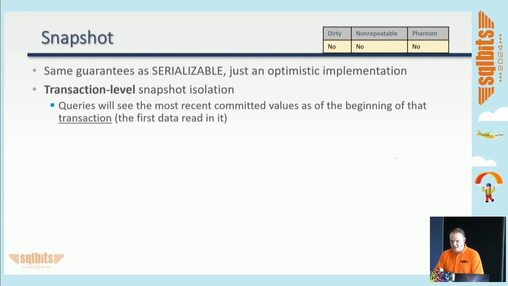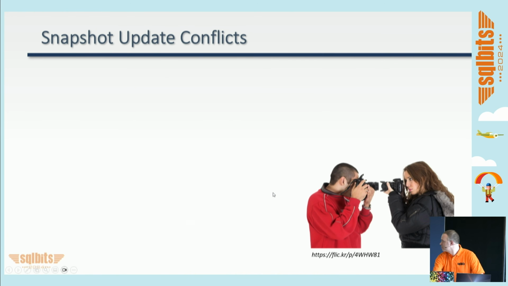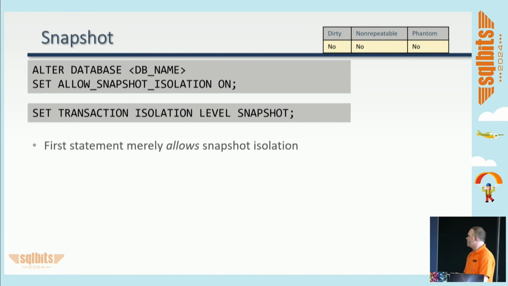So, did my thing not work? Okay, hang on. My pointer is flaking here. Wait, there we go. So to enable it, we need to use a different command now. We need to say alter database set allow snapshot isolation on. This kind of turns on the version store for this. But then we still need to specify in our application to set transaction isolation level to snapshot. You need to do both of these things to be able to use it.